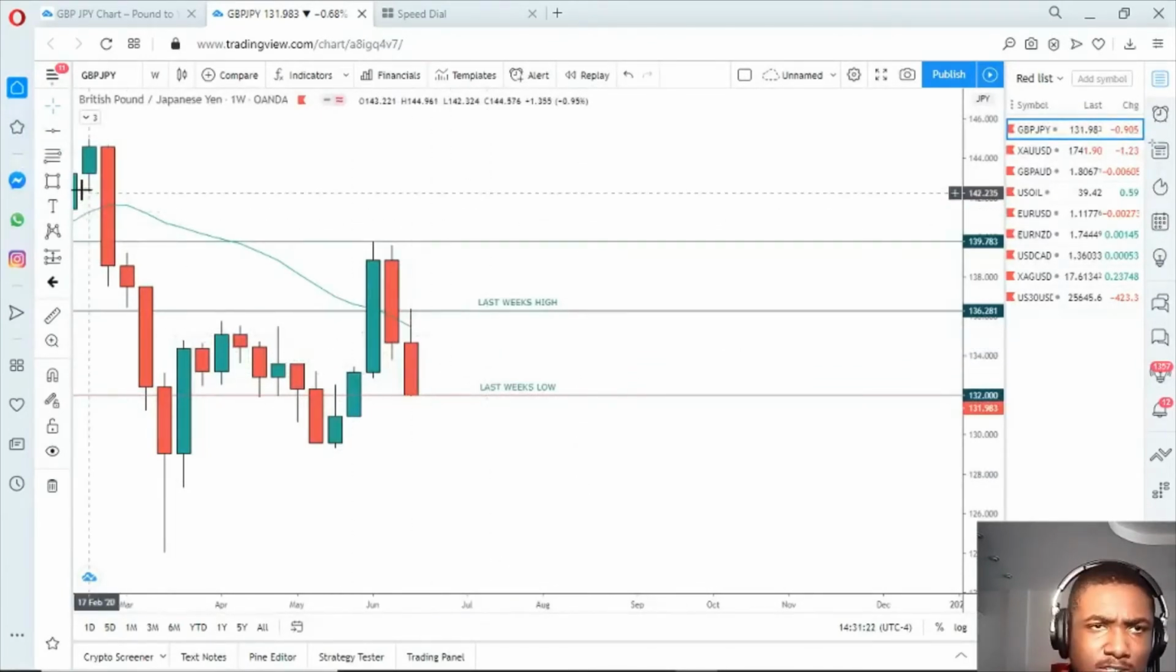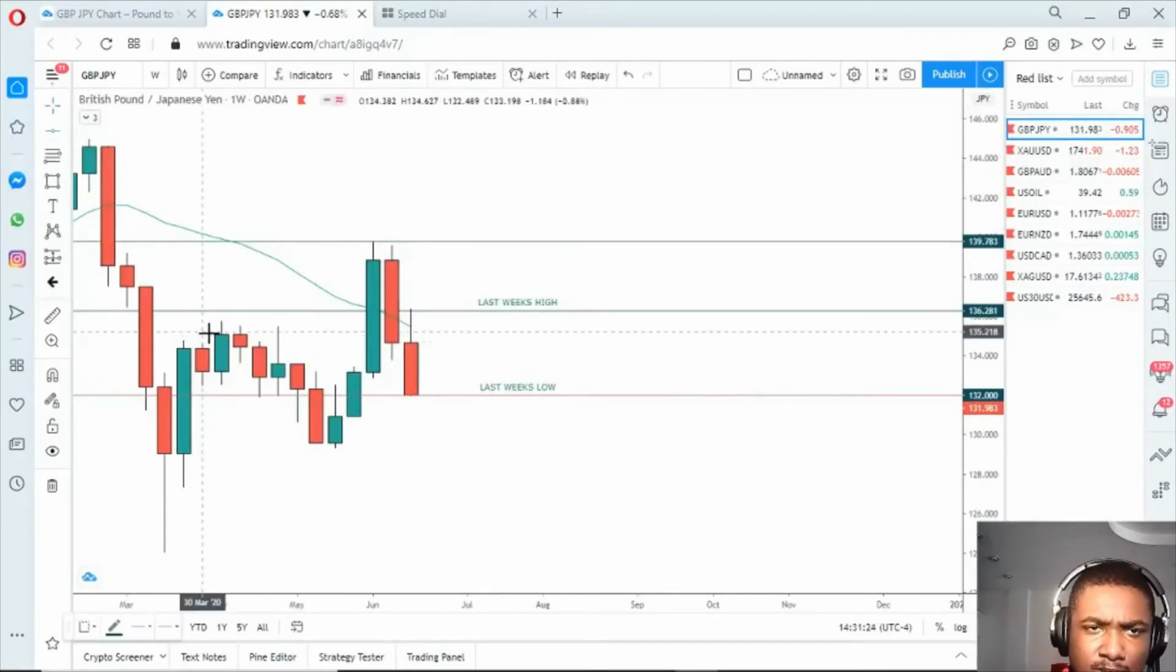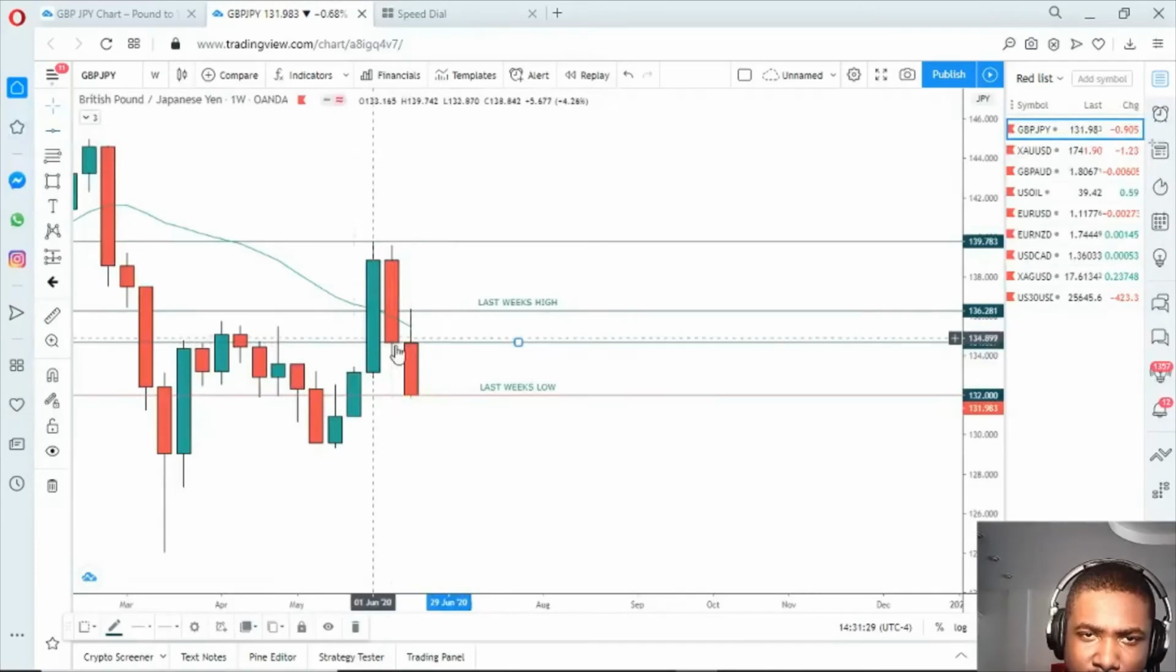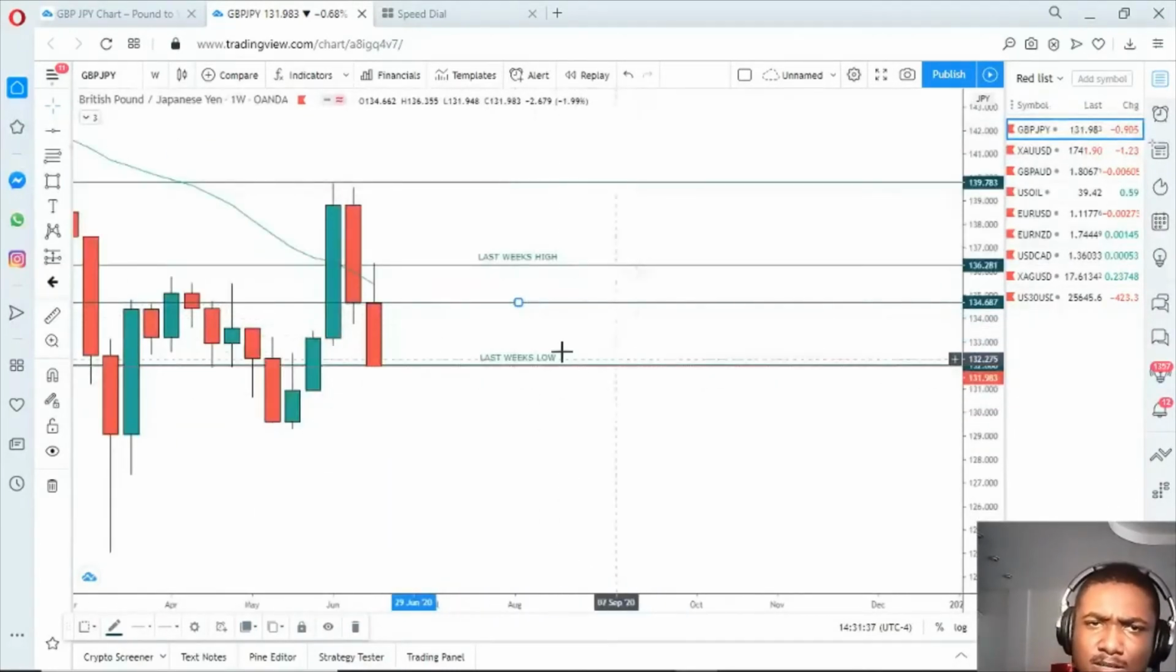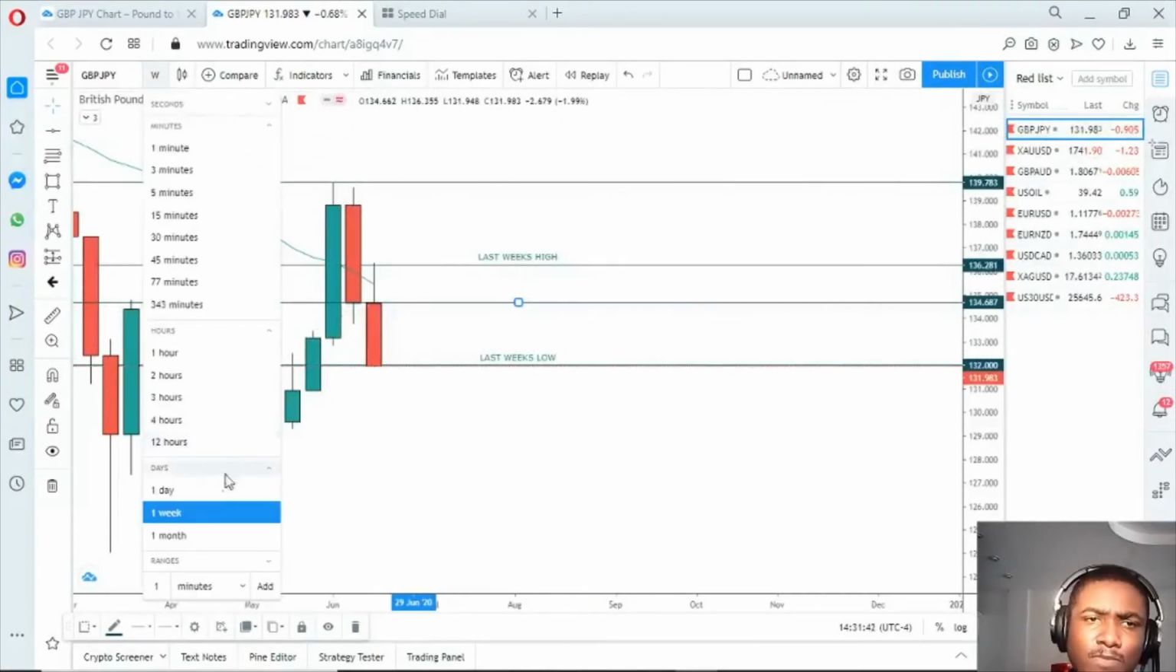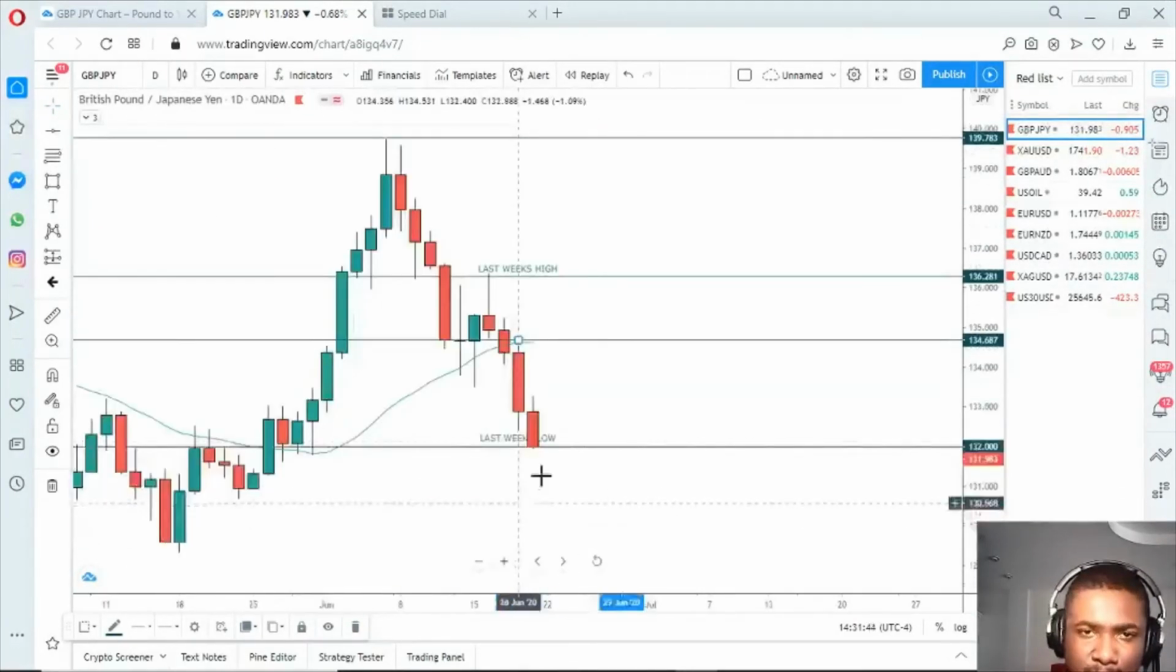So what I like to do as well is mark other weekly areas of support and resistance, like you see this candle open and close area here, where it coincides with this area of resistance. When I see things like that, I mark it out. I wouldn't put a label for it, but it's something to look out for if I see price coming into these levels. If I drop down to the daily time frame, I do the same.